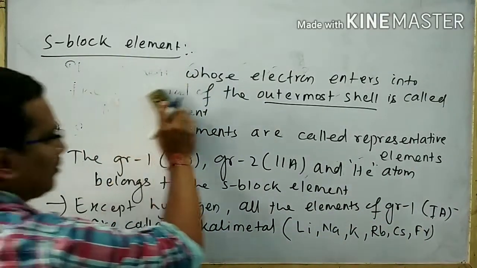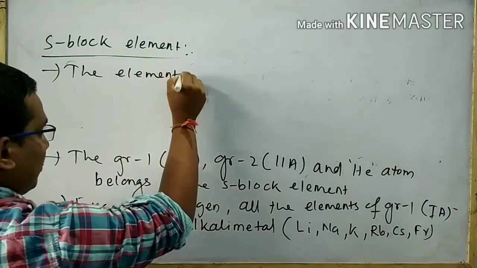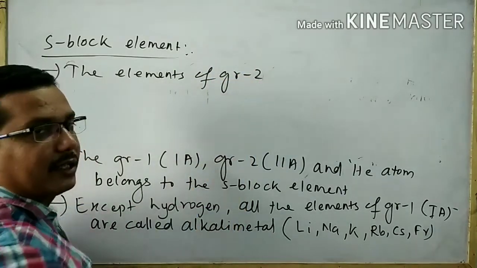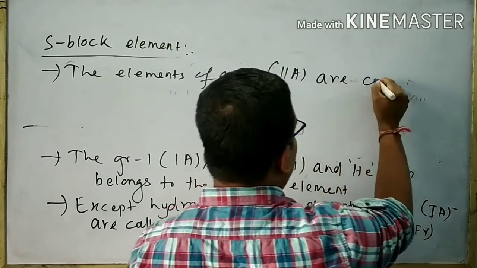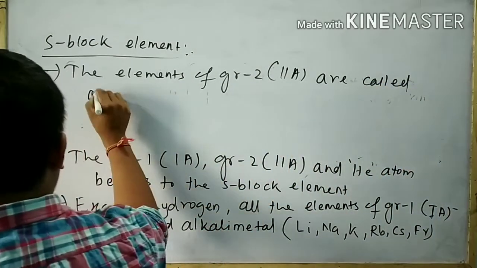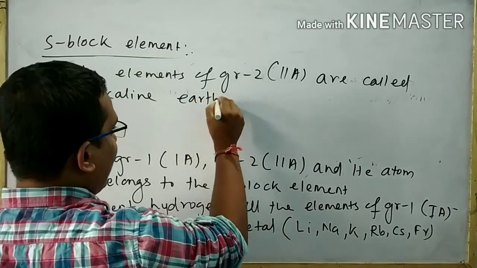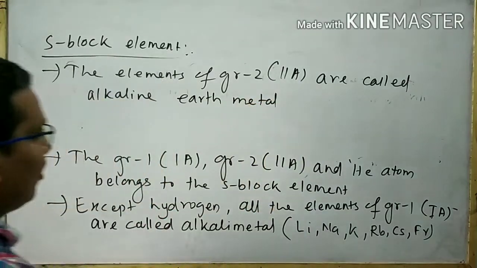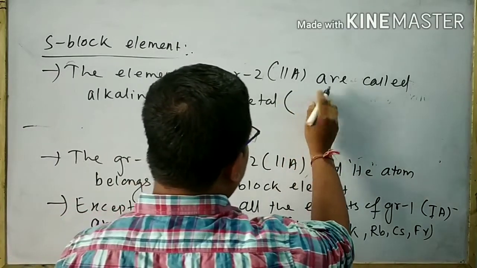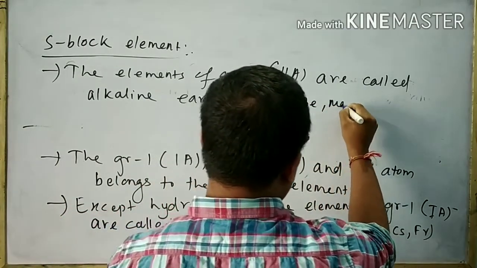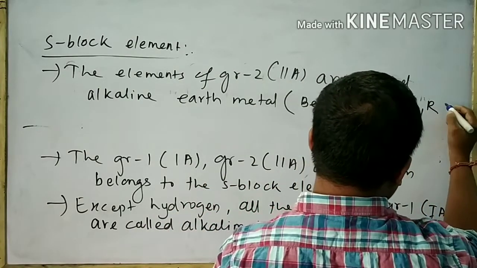Similarly, the elements of group 2, that is IIa, are called alkaline earth metals. The alkaline earth metals are beryllium, magnesium, calcium, strontium, barium, radium.